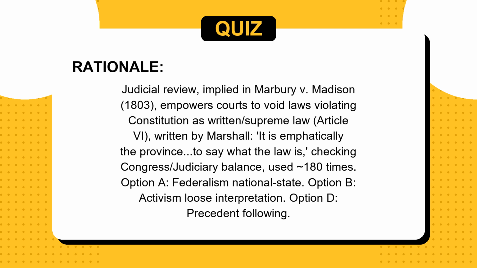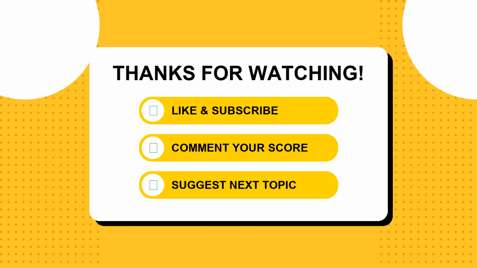Option A, federalism, national state. Option B, activism, loose interpretation. Option D, precedent following. That's it for today.